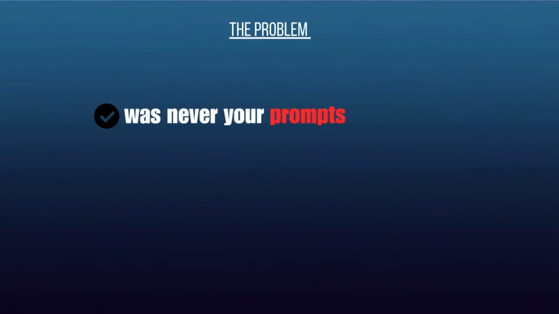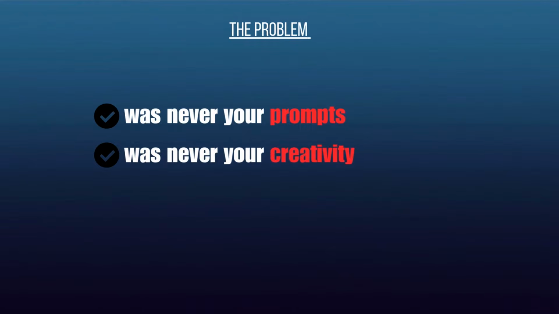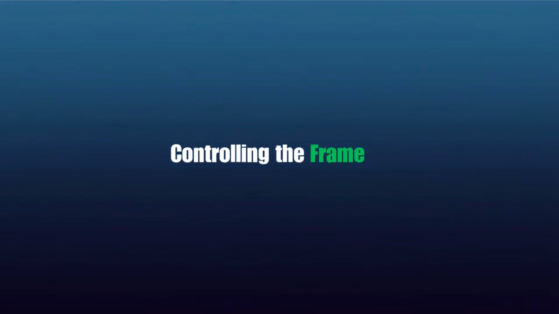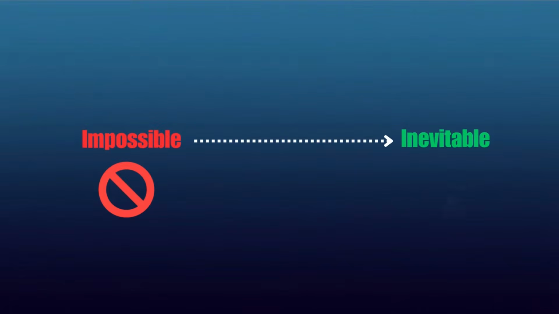But here is what nobody tells you. The problem was never your prompt. The problem was never your creativity. And it was definitely not your skill level. The secret to creating consistent AI animation is not generating more videos. It's controlling the frames. Once you understand that, AI long cartoon stops feeling impossible and it starts feeling inevitable.